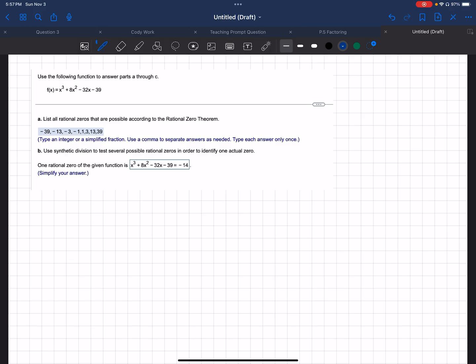So what we need to do is pick one of the numbers. I'm going to pick 1 this time. I'm going to put that in my box just like I did when I went to do synthetic division. Now at the top, I'm going to list those variables with their exponents, so I have a place for each one of them. X cubed, x squared, x, and a constant. Then I'm going to put the coefficients of those variables there. So I've got 1, 8, negative 32, and negative 39.